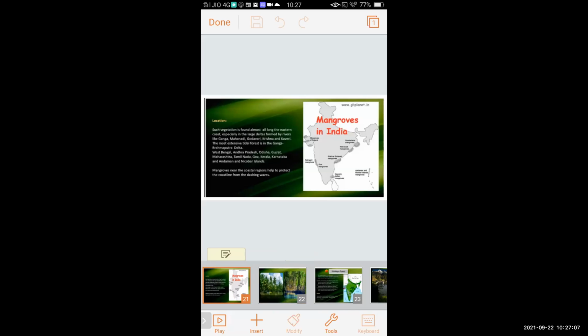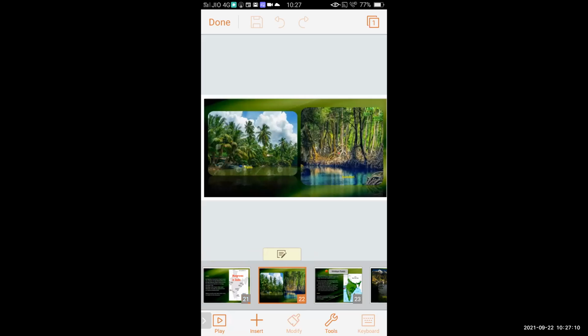Such vegetation is found almost all along the eastern coast, especially in the large deltas formed by rivers like Ganga, Mahanadi, Godavari, Krishna, and Kaveri. The most extensive tidal forest is in the Ganga Brahmaputra delta, West Bengal, Andhra Pradesh, Odisha, Gujarat, Maharashtra, Tamil Nadu, Goa, Kerala, Karnataka, and Andaman and Nicobar Islands. Mangroves near the coastal region help to protect the coastline from the dashing waves. This is the picture of the palm and the sundari, found in the coastal forest.